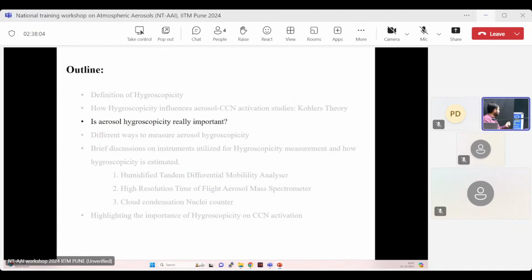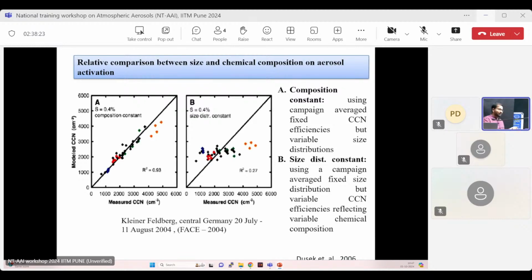Okay, so now I'll try to explain whether this aerosol hygroscopicity is really important. We have seen some indications that aerosol hygroscopicity can play a major role, but whether it's really important in comparison to size, because there are two contrasting effects, one is the size, one is the hygroscopicity. There was a nice paper by Dusek et al. in 2006.